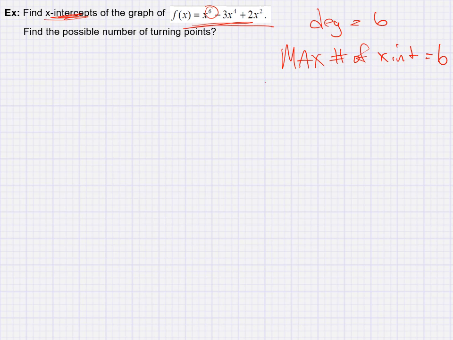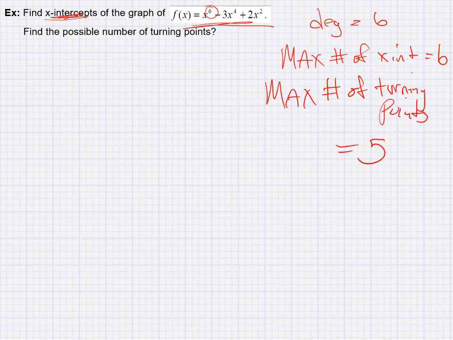And the max number of turning points is going to be one less than that, 5. So to answer this question, the maximum number of turning points we could have for this function would be 5. But we still need to find the x-intercepts, and the maximum number we'll get is 6. Maximum number, not necessarily the one we're going to get, but that's the max.